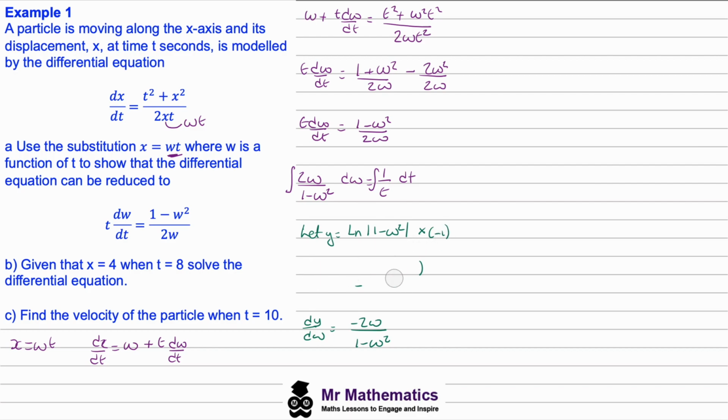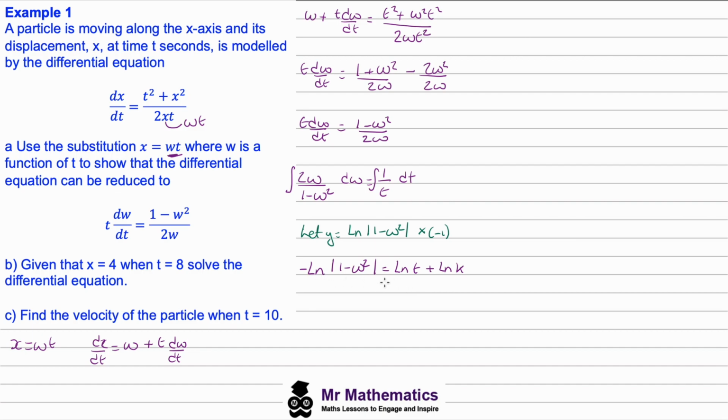Okay, so our integral then becomes negative the natural log of 1 minus w squared is equal, and to integrate 1 over t with respect to t, this is the natural log of t plus a constant, and because we're looking at natural log form, I'll write the constant as the natural log of k.